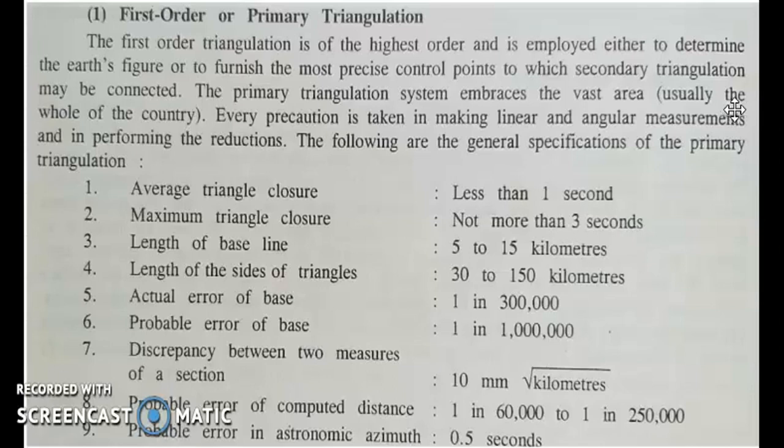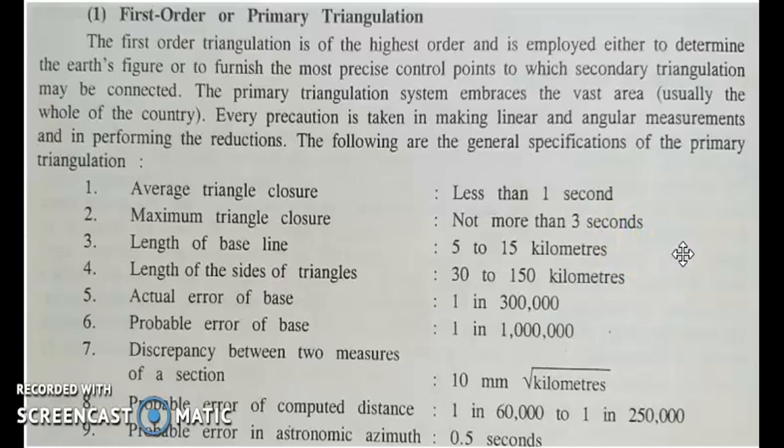Okay, so average triangle closure, the error of closure. You people must have done closed traverses, so you know what the error of closure is. If your traverse doesn't close, the closing point and the starting point, then that error is called error of closure. This should be, in this case, less than 1 second. Then the maximum triangle closure not to increase more than 3 seconds.